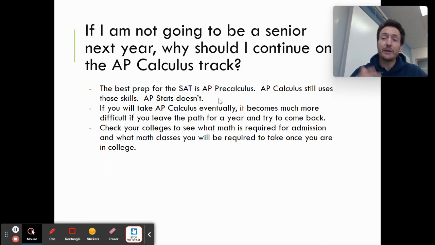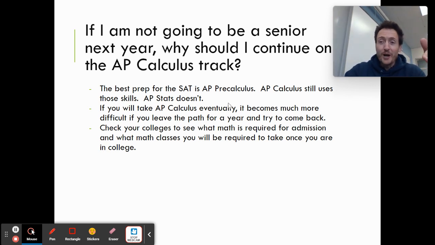And we have data that backs this up. AP Stats is not a good prep for the SAT, and juniors who are in AP Stats typically perform significantly lower than their peers in AP Pre-Calculus and AP Calculus. Also, if you are going to take AP Calculus eventually at some point, like I mentioned before, you do not want to take a year off of that path. So stay on that path, because each course builds up and prepares you for the next level.